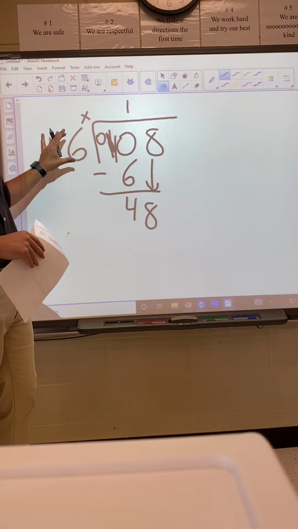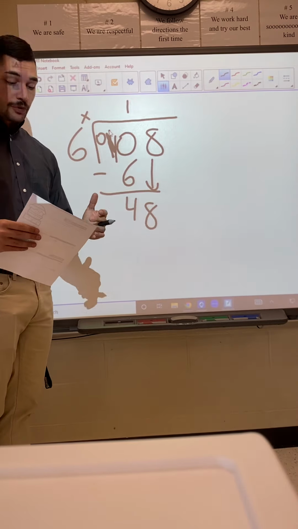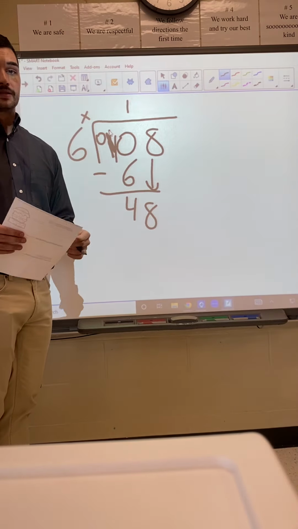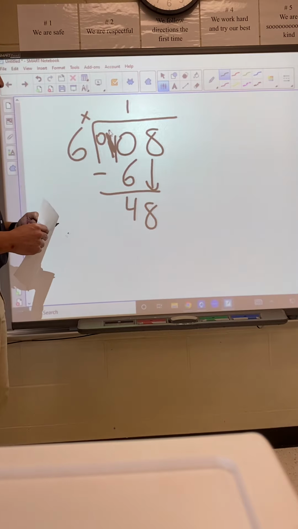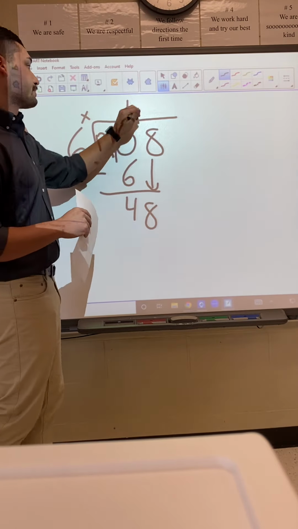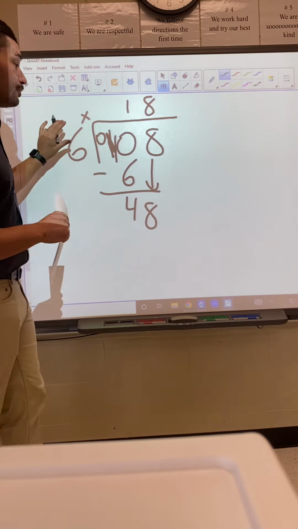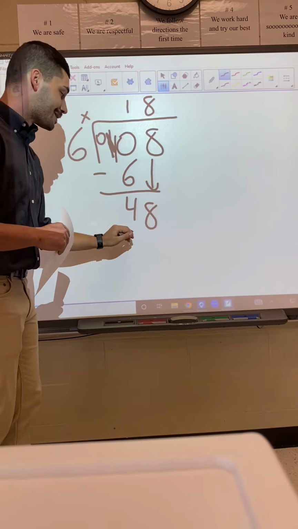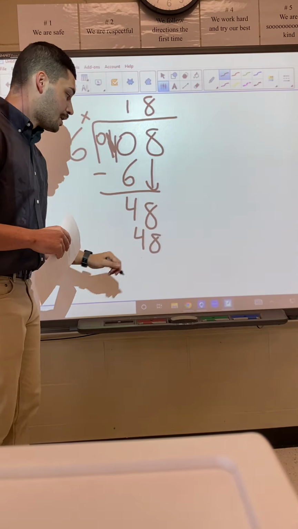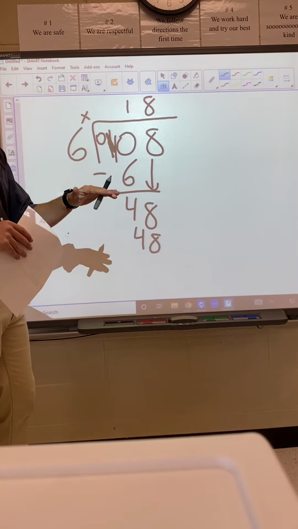Now we ask again, can 6 fit inside of 48? And it can. So how many times can 6 fit inside of 48? That's right, 8 times. So we put our 8 on top, and now we do our multiply step. 6 times 8, and we just said that would be 48. Now after our multiply step, we go ahead and do our subtraction step.